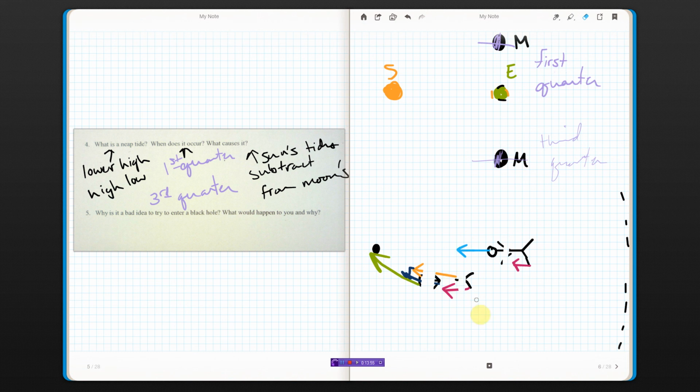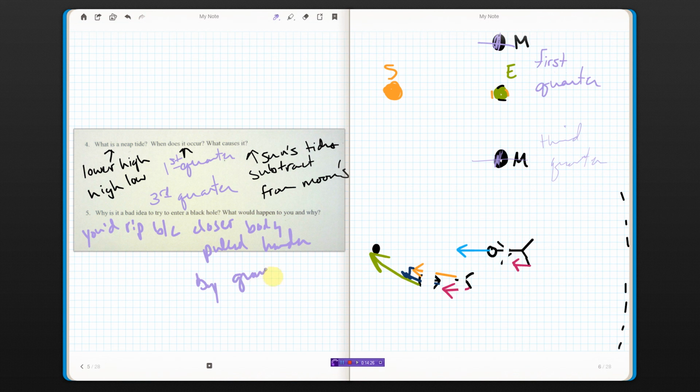And that would continue to happen until you were nothing but a stream of atoms stretched out, falling into the black hole. The point is you'd be dead. You'd be dead because the top of your body gets pulled harder than the bottom, and you'd rip. Okay, so that's what I'm looking for. You'd rip because the closer part of your body is pulled harder by gravity than the further part.